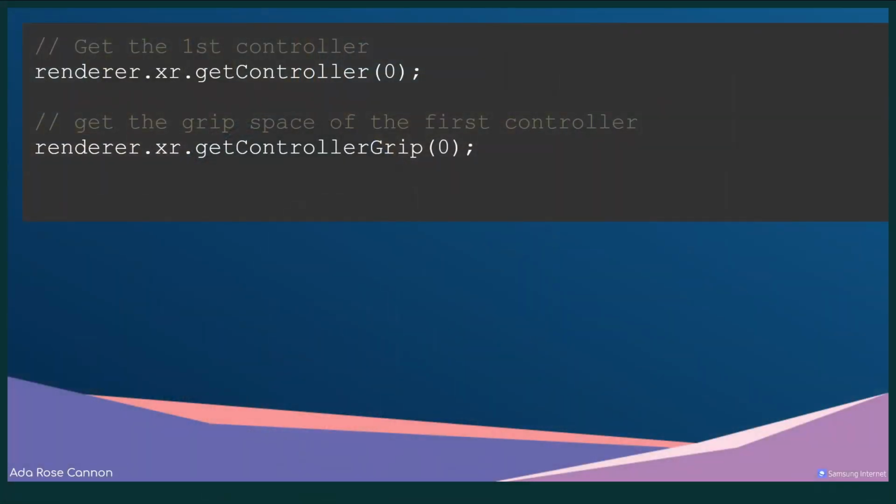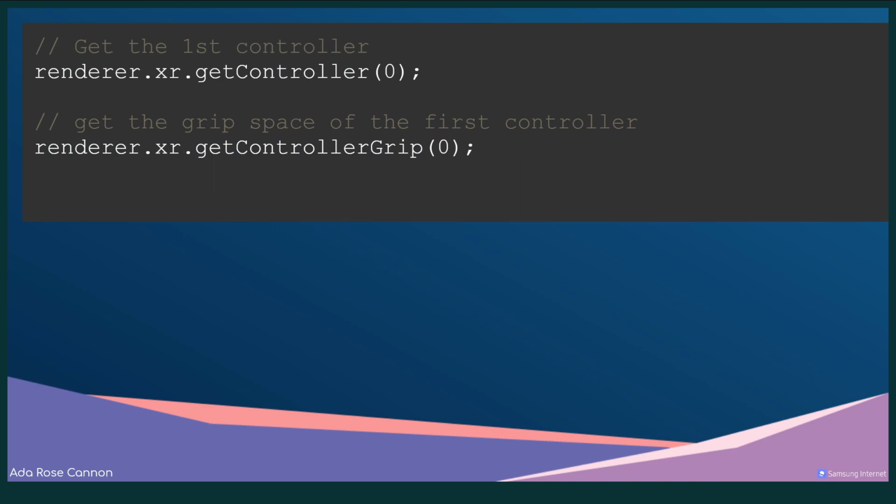So now we have our VR scene. We've made it VR enabled, and we have a way to test it. Next, we need to add the controllers I showed you earlier. So there are two controller spaces in WebXR. There's what's known as the grip space.